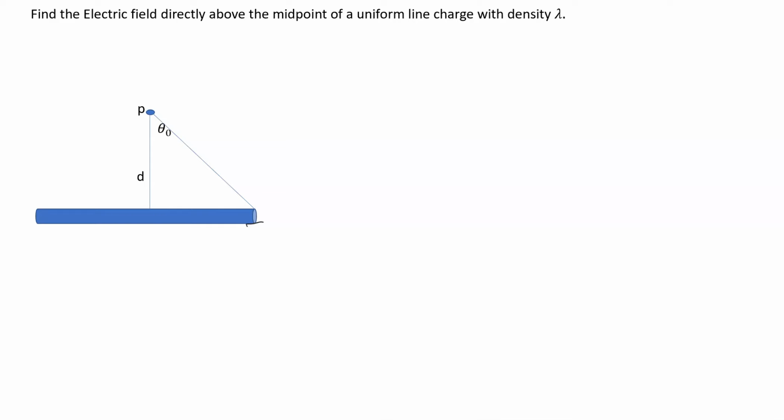Okay, so here we have an example of a continuous charge distribution. The charge is smeared out over some region. And here it's a uniform line charge with density lambda. And they want to know what's the electric field above the midpoint at this point P here, and that's some distance D above the midpoint.